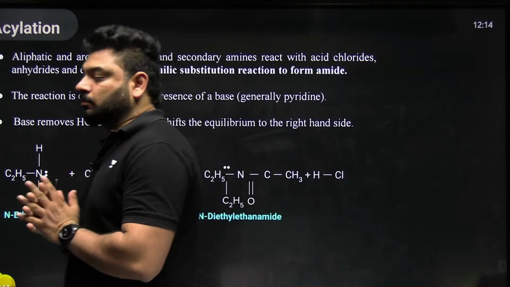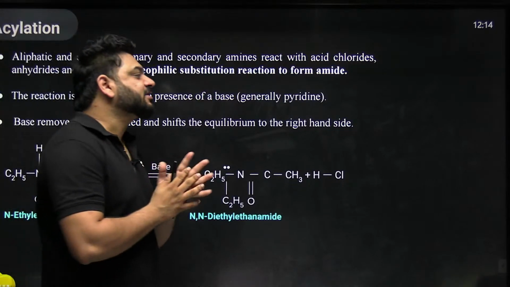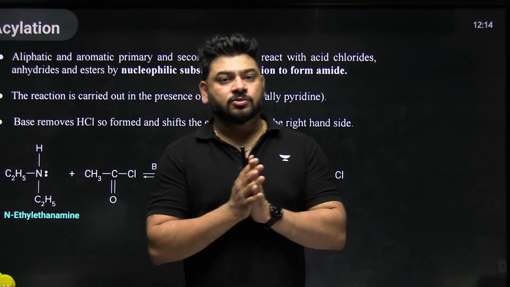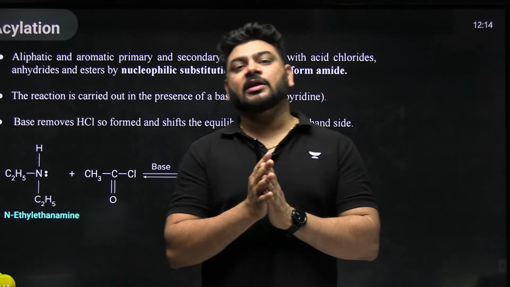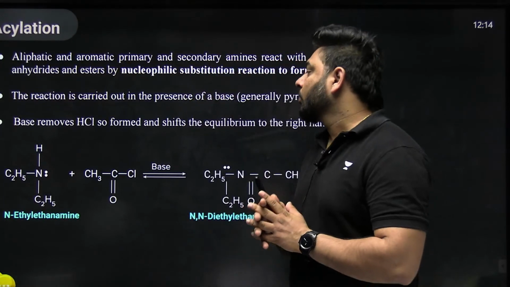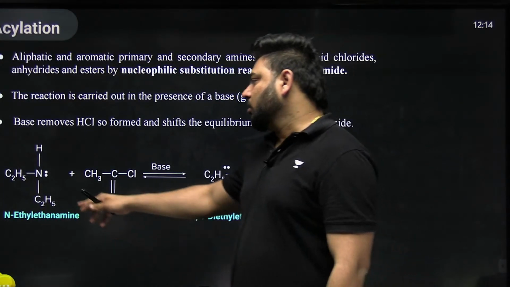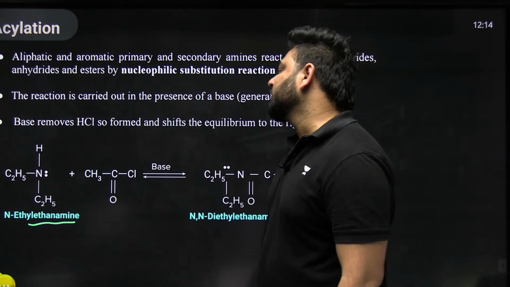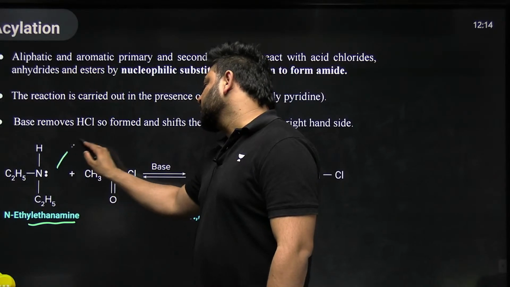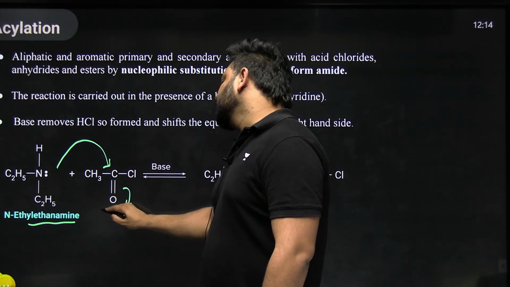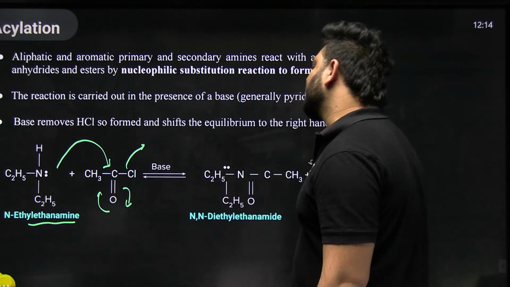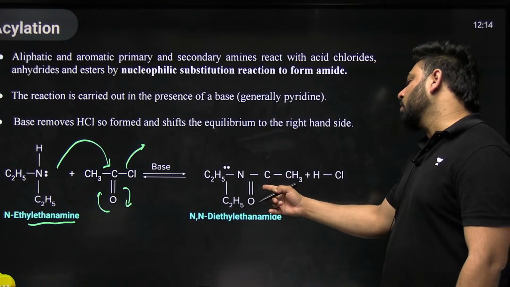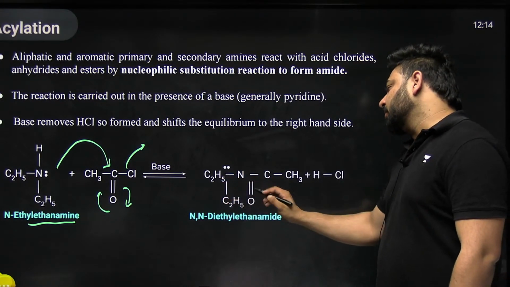Next we have acylation. Now the meaning of acylation is attacking the C double bond O of the R group. So attacking on the carbonyl carbon can lead to the formation of amides. How? Let's see. This is N-ethyl ethanamine, so it's a secondary amine, and it's attacking this carbonyl carbon. Cl minus is a very good leaving group and a weak base. It leaves and forms a compound like C double bond O and this compound. So this is an amide actually.